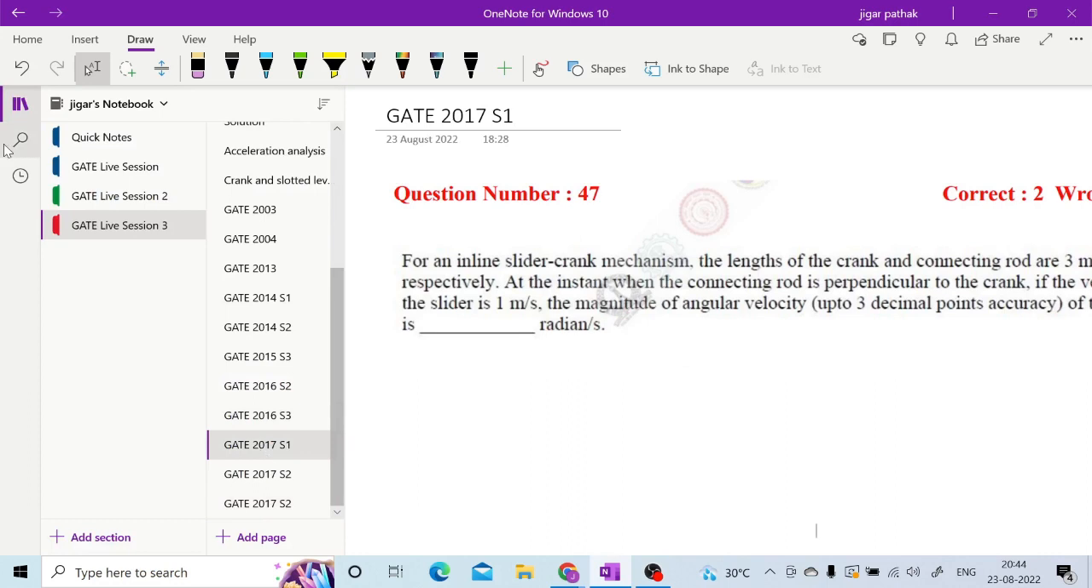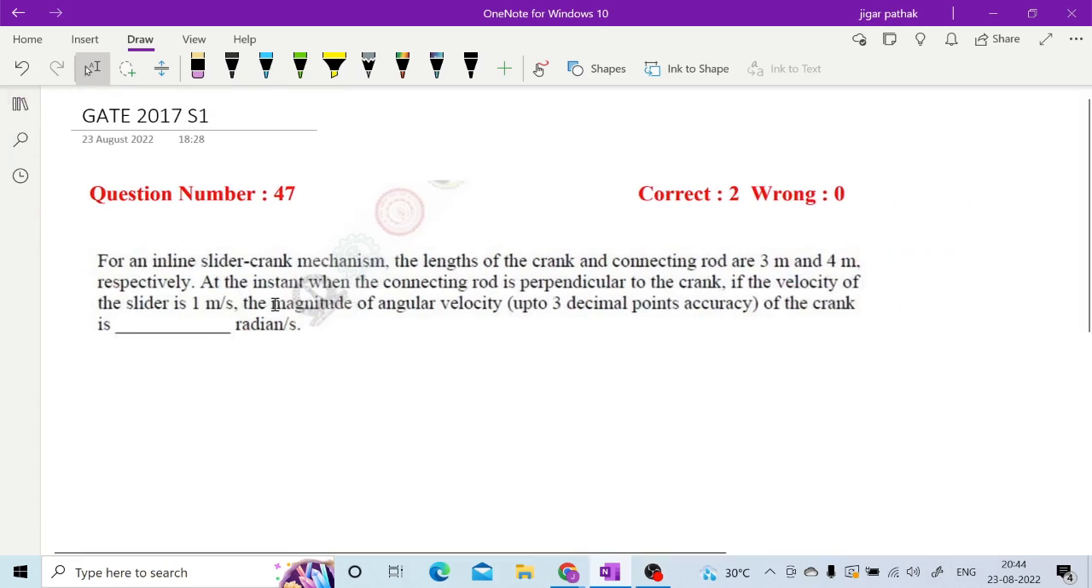Yes, this one. For this, you need to type in your answer. What you are asked is: for an inline slider crank mechanism, the lengths of the crank and connecting rod are 3 meter and 4 meter respectively. At the instant when the connecting rod is perpendicular to the crank, if the velocity of the slider is 1 meter per second, the magnitude of angular velocity of the crank is. So what you are asked is the angular velocity of the crank, right? So you can try this.